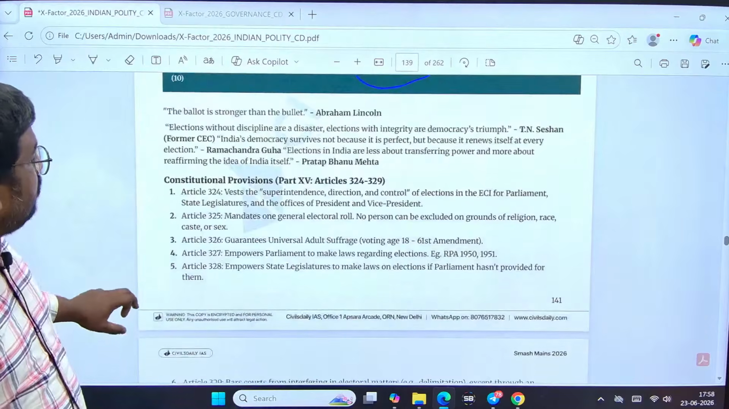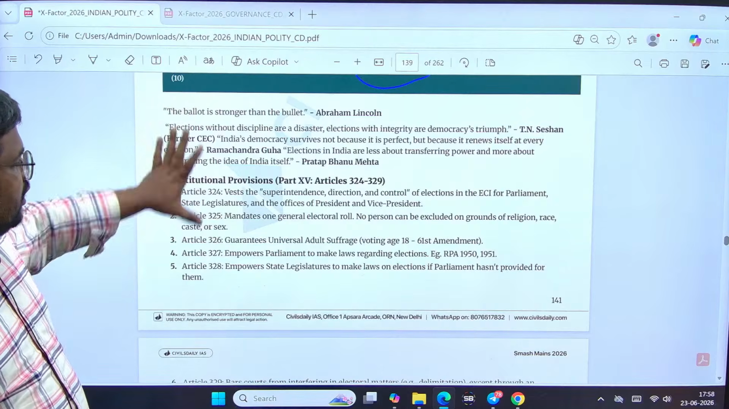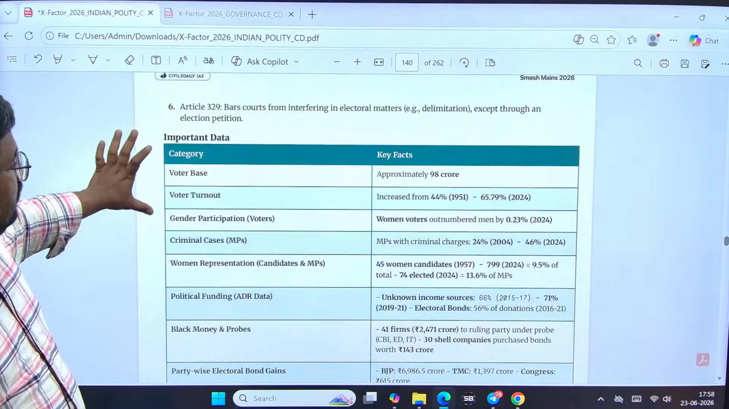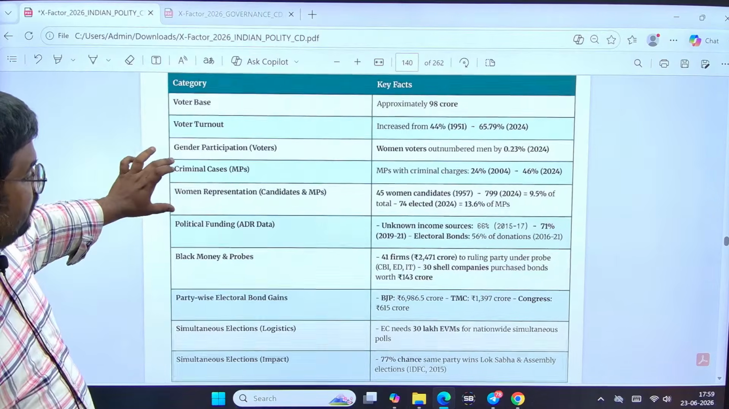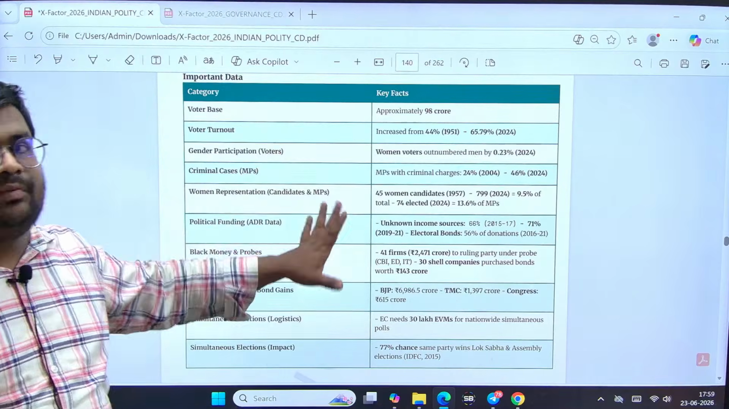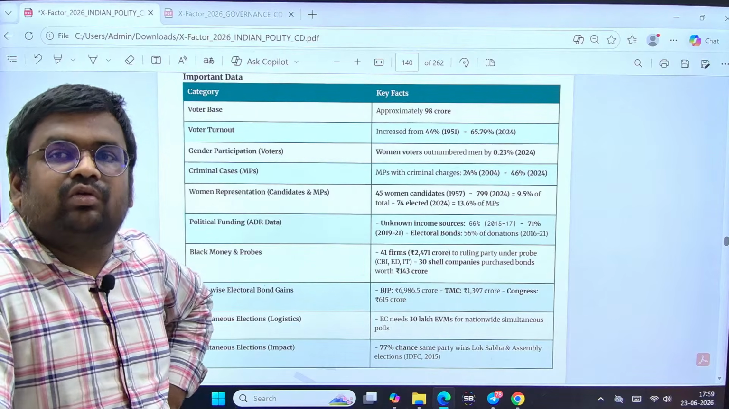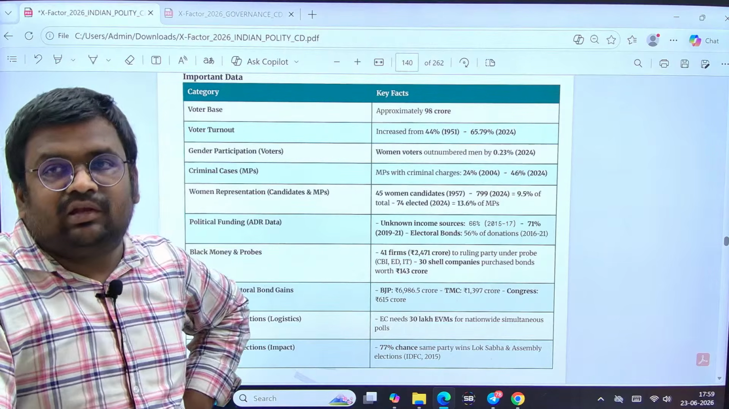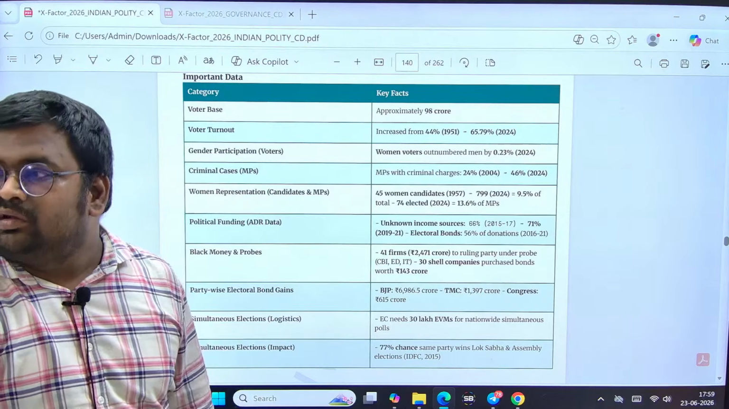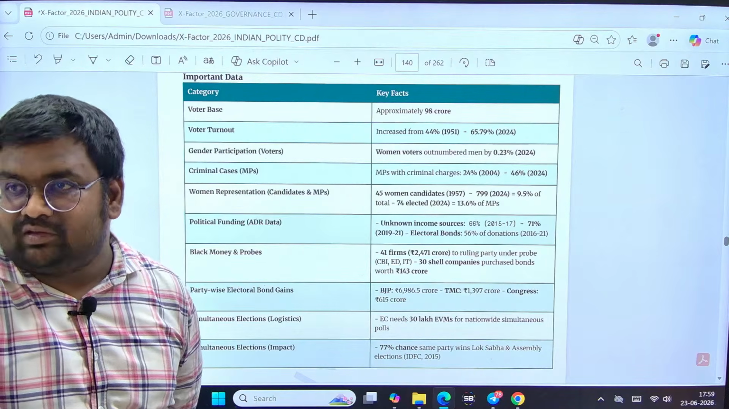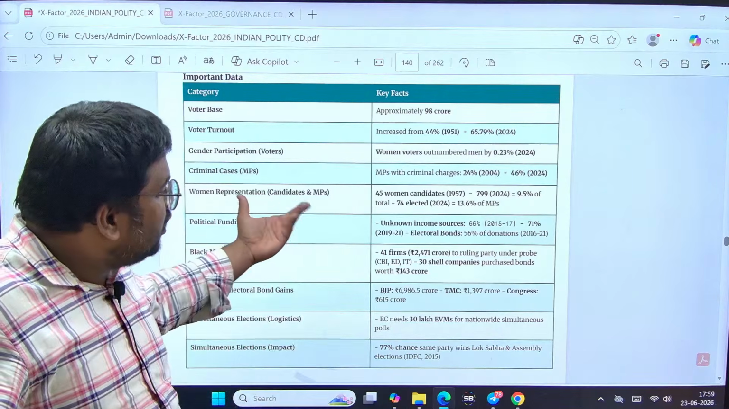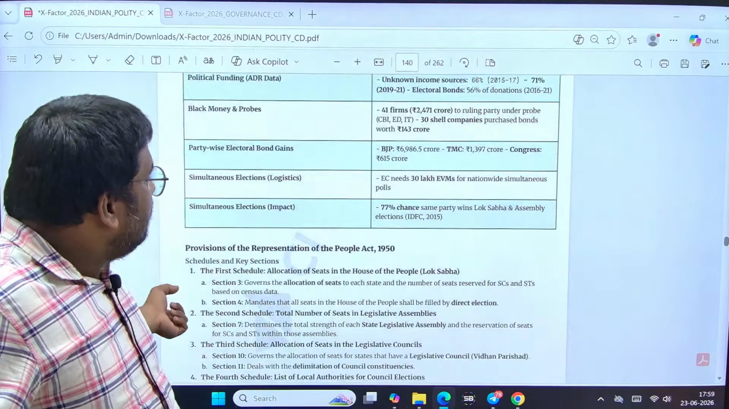So here too, we have given you quotes, specific articles of the Constitution, and important data with respect to elections. Now you will not find such compiled data anywhere else. All you have to do is make a fact file and put at least 3 of the data points. That is where your 0.5 extra marks will come from, right. So this is how you need to utilize the X factor.